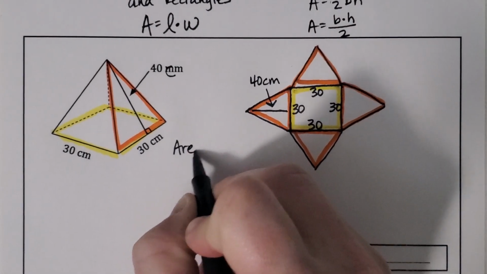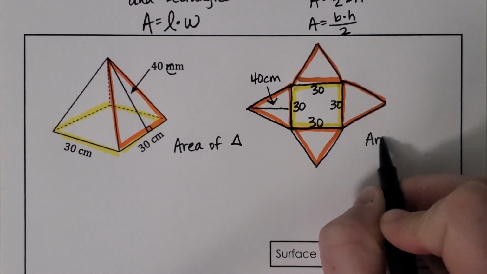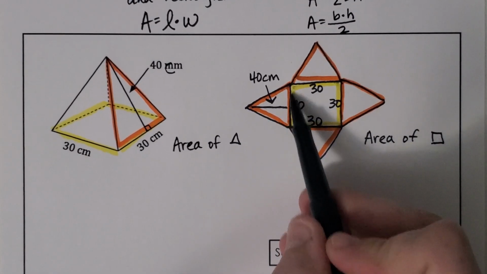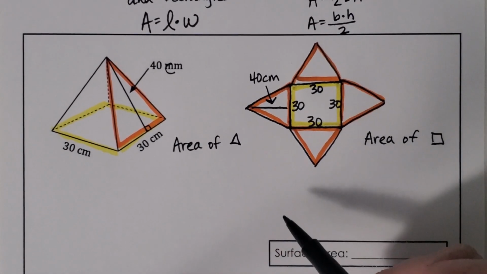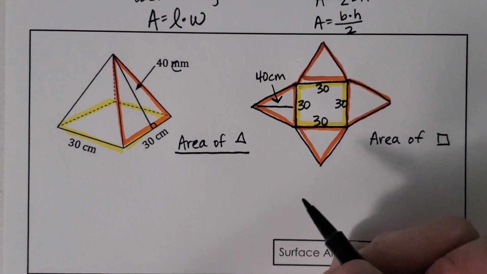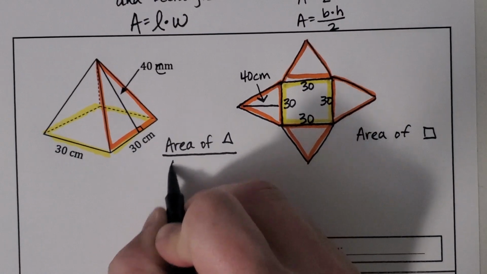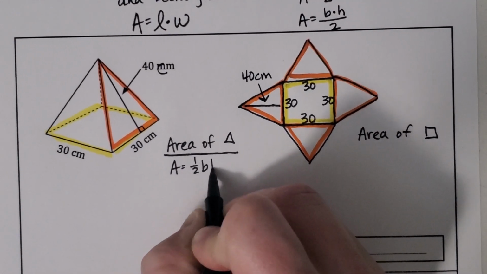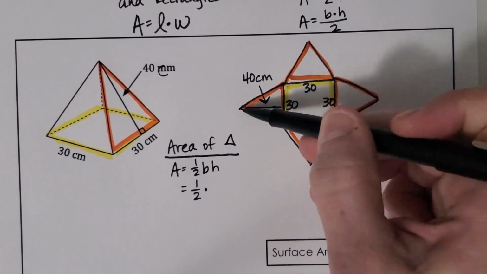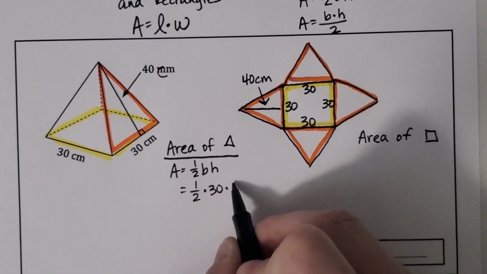I'm going to find the area of my triangles, and I'm going to find my area of the square. So my area of my triangles, since this is a square, all of my triangles are the exact same. So if I find the area of 1, I can multiply it by 4, and it just makes my life easier. So the area of a triangle, again, is 1/2 times base times height. So I'm just going to write that out really fast. I know that I have my 1/2. My base talks about my base of my triangle. So my base of my triangle is 30. My height of my triangle is 40.